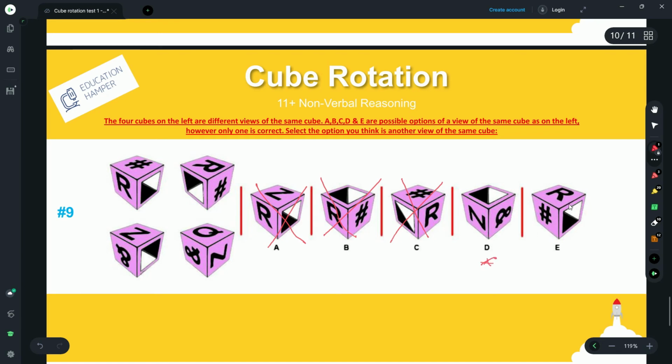Let's just confirm by looking at this. Side of R facing the white part of the triangle, but we know that it faces the black part according to the other examples. So that's incorrect. So D is our correct answer.